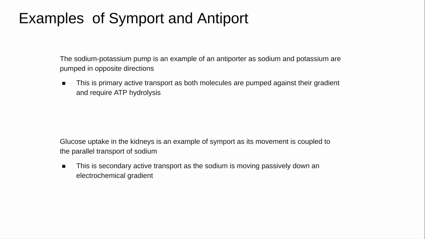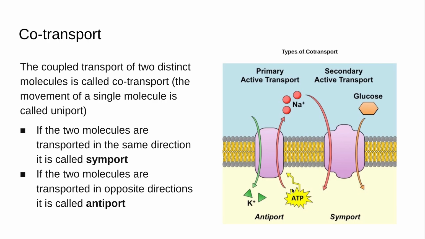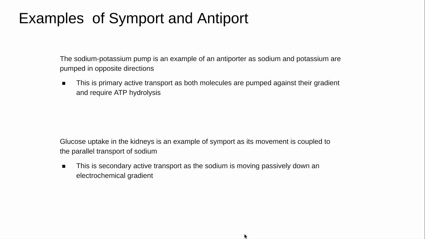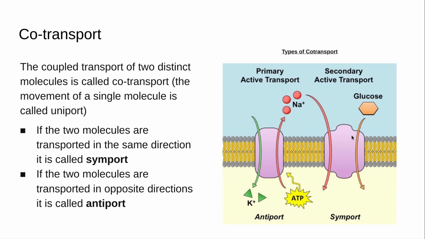So, examples of symport and antiport. The sodium potassium pump, as we just saw, is an antiport. That's this one, the sodium potassium pump. Sodium goes in one direction and then potassium comes the other direction. And an example of symport is glucose moving along with sodium. That's right here. Sodium is moving, and that electrochemical gradient allows glucose to move in the same direction as the sodium.